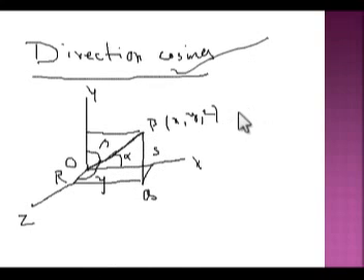So how are these represented? We have cos alpha. If we join this, then cos alpha will be x by OP, where this is the coordinate of the point, x, y, and z. And cos beta.